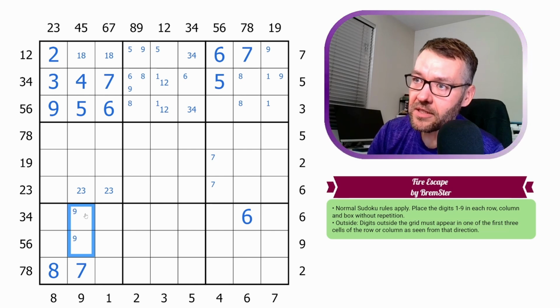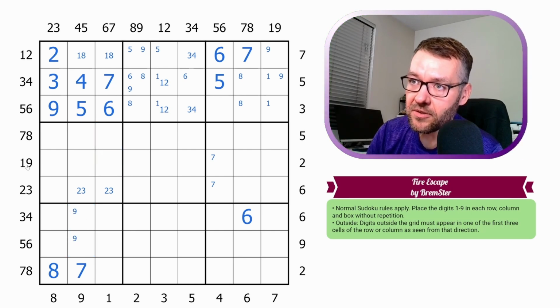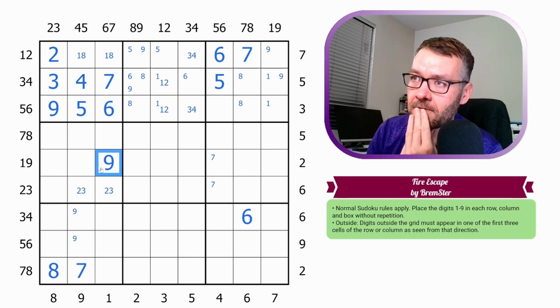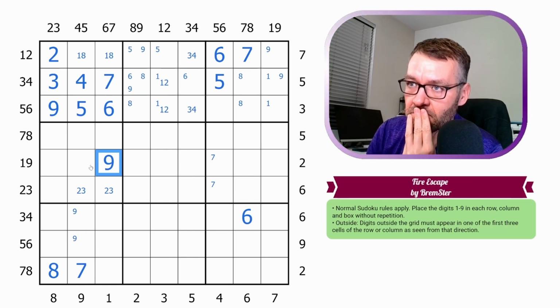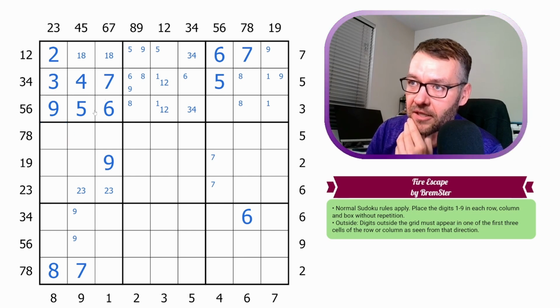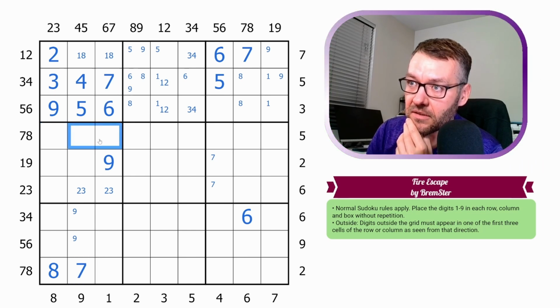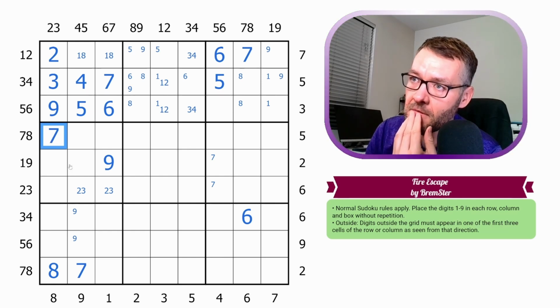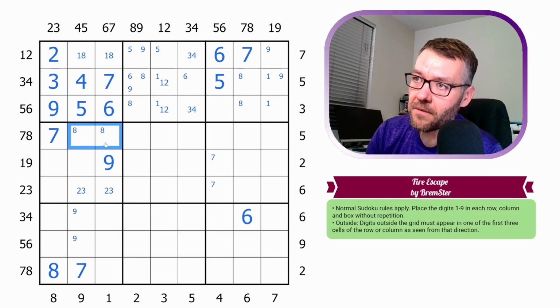9 is going to go in one of these two, which means 9 has to go in one of these two, and we need a 9 in here, so this 9 goes right here. Seven has to go right here because these two 7s look, remove it from one of those 2 spots. So this is a 7. And then 8's going to go in here.